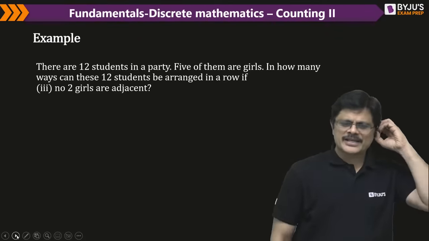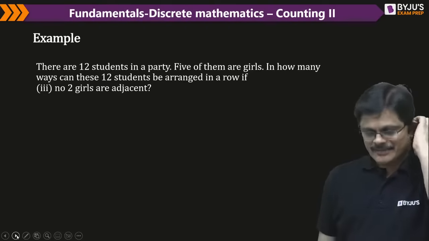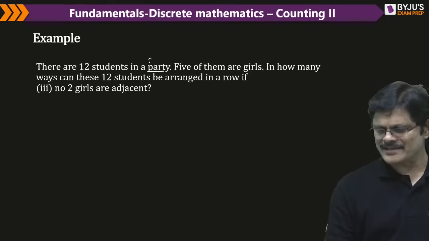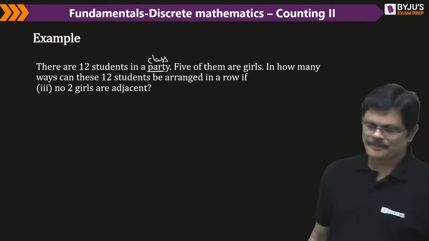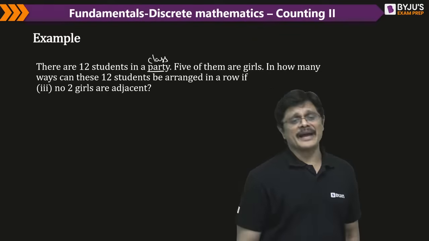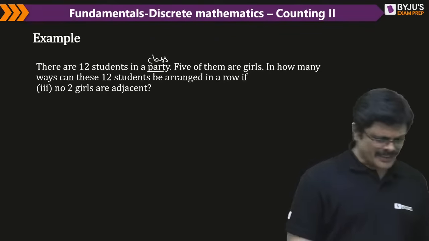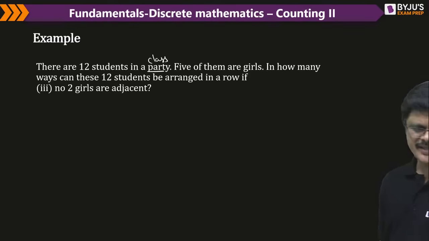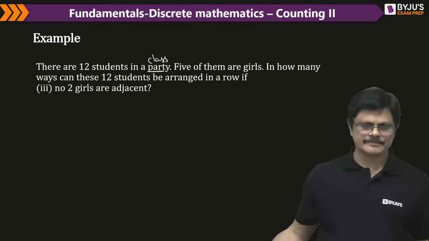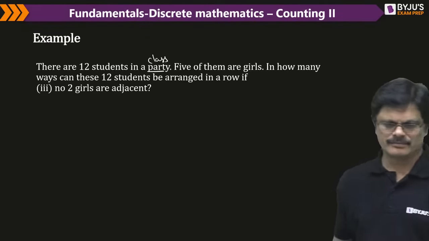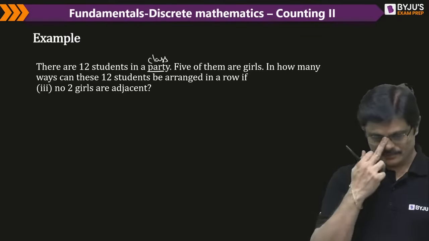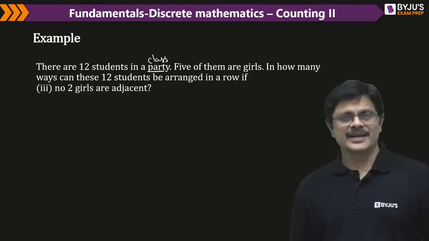Next problem on your screen. Suppose there are 12 students in a party. So you can say party or in a class. Okay, if you don't like party, you can say class. It does not matter. In how many ways can these 12 students be arranged in a row if no 2 girls are adjacent? You don't want any 2 girls to be adjacent.